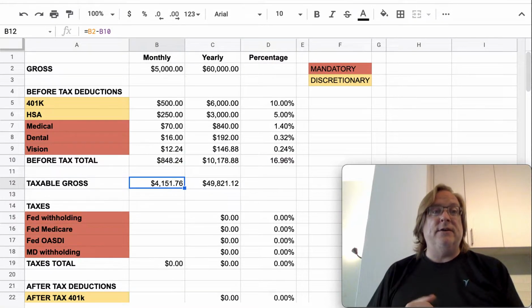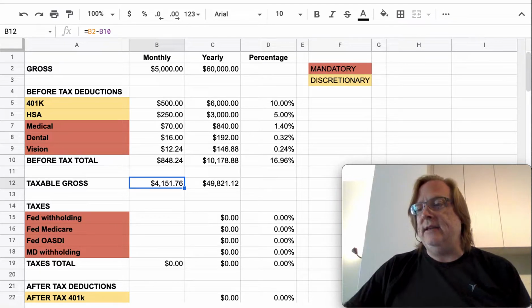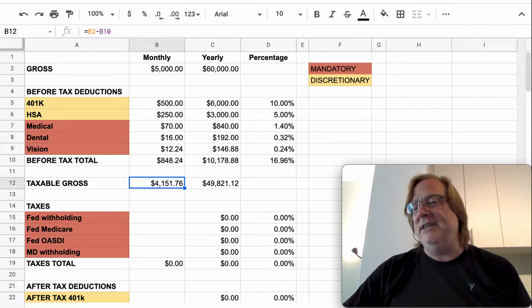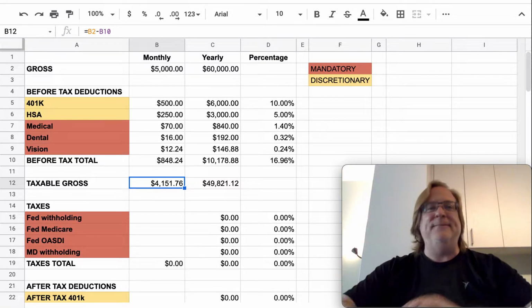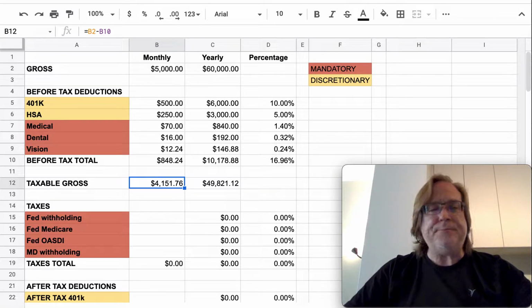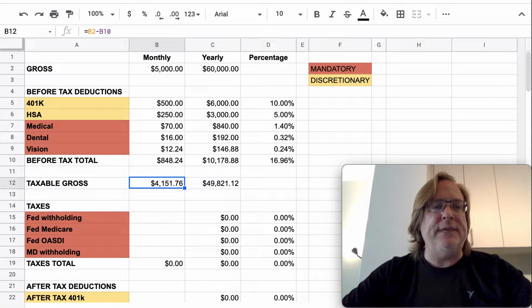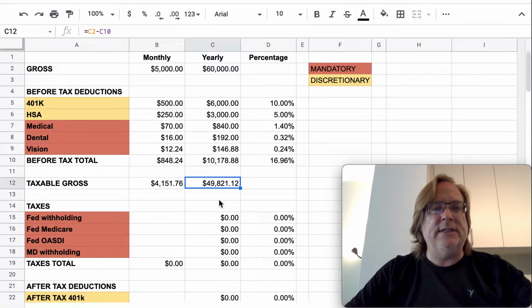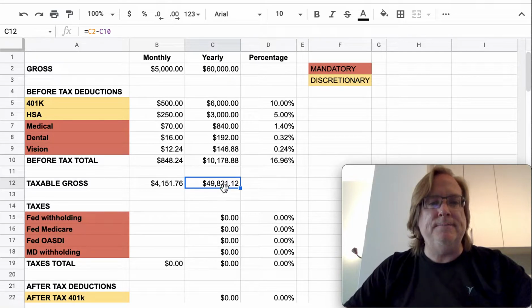Then again, this is just all from a pay stub. So there's not actually anything that I am figuring out. I'm just tapping numbers in from a pay stub. These are fake numbers as an example, but when I'm actually doing this for myself. So then the taxable gross, it's just B2, your gross monthly income, minus B10, your before tax deduction total. And then your yearly is just C2 minus C10. So your yearly gross income minus the total of your before tax deductions.